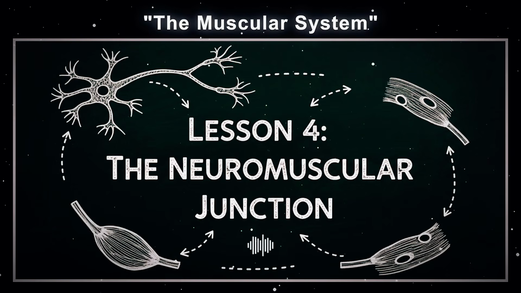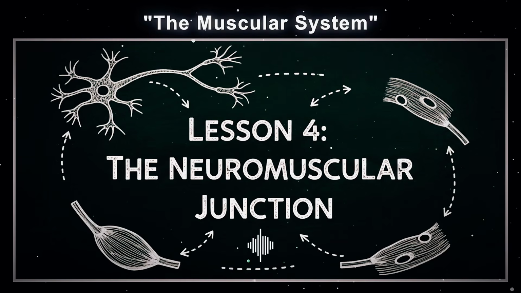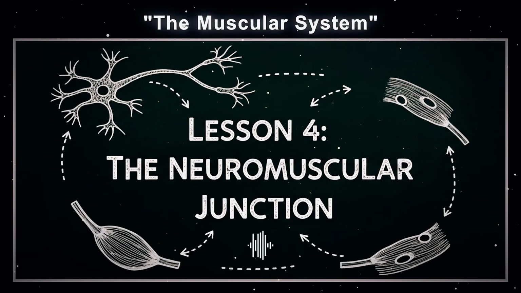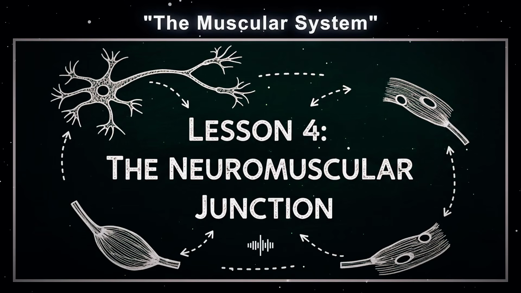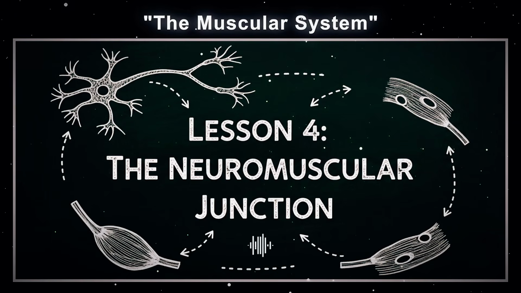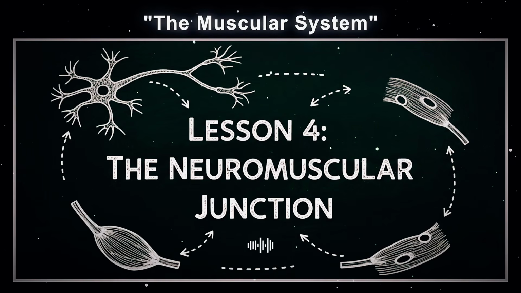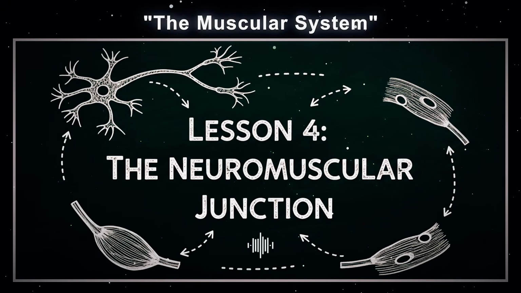They fuse with the outer wall and burst open, spilling their contents into the gap. This process is called exocytosis. Thousands of molecules of acetylcholine flood into the synaptic cleft. They are released from the safety of the nerve and are now drifting across the river.